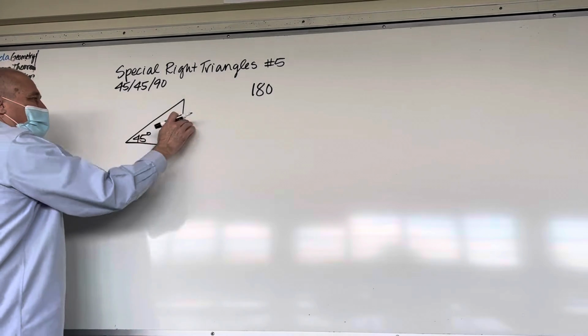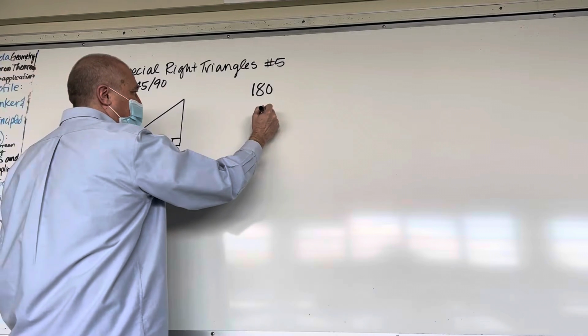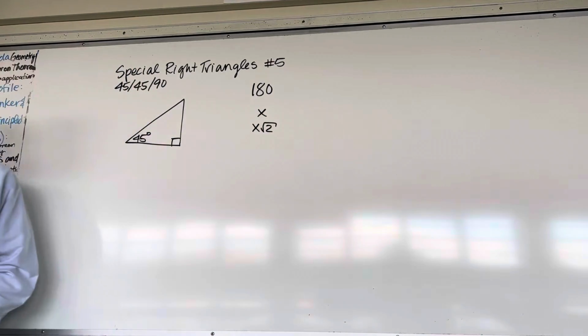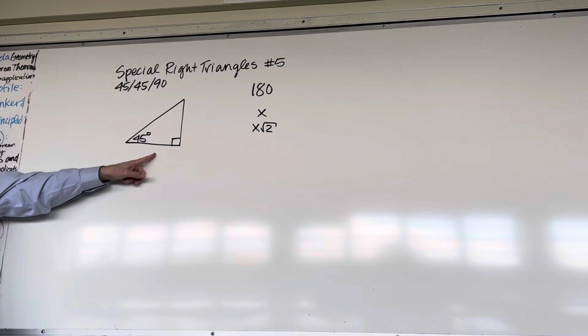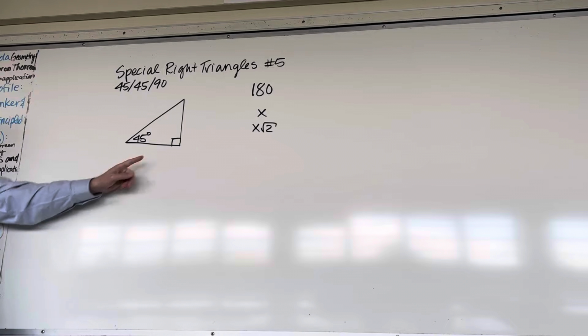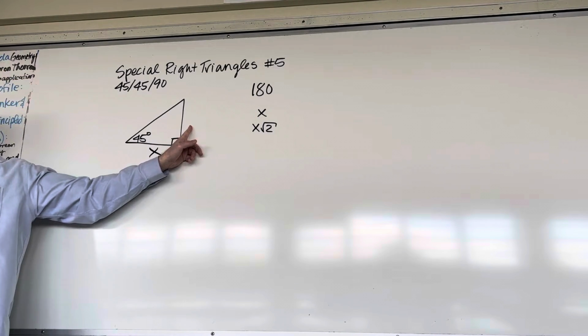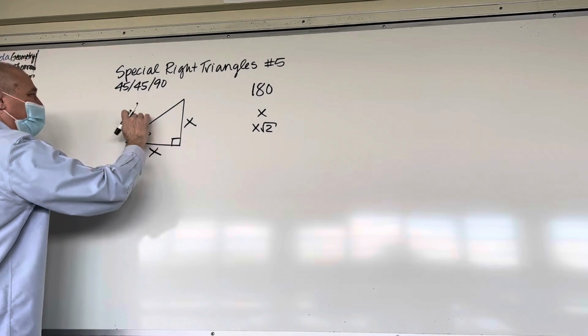There are 2 ratios to the 45, 45, 90. One of them is an x, and one of them is an x times the square root of 2. What's the length of this side for the pattern? X. What's the length of this side for the pattern? X. And that leaves you one other. X.